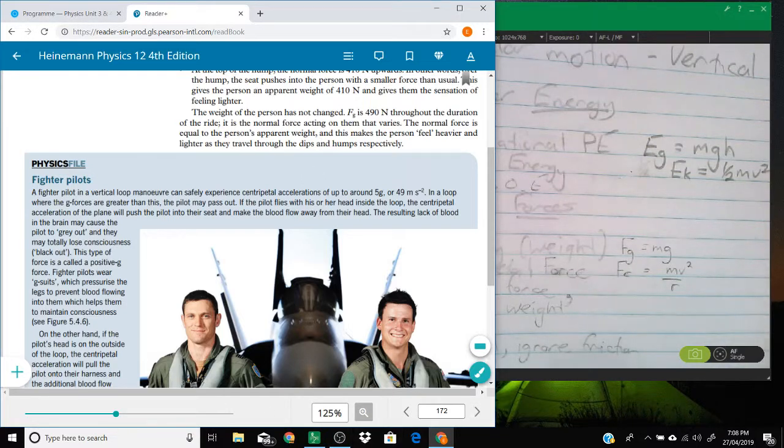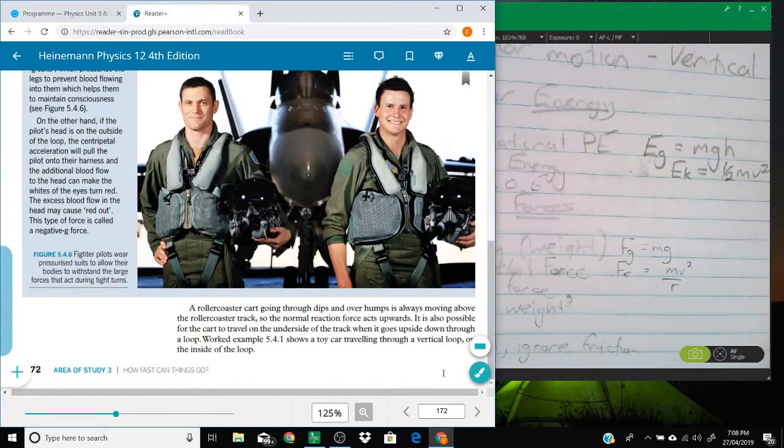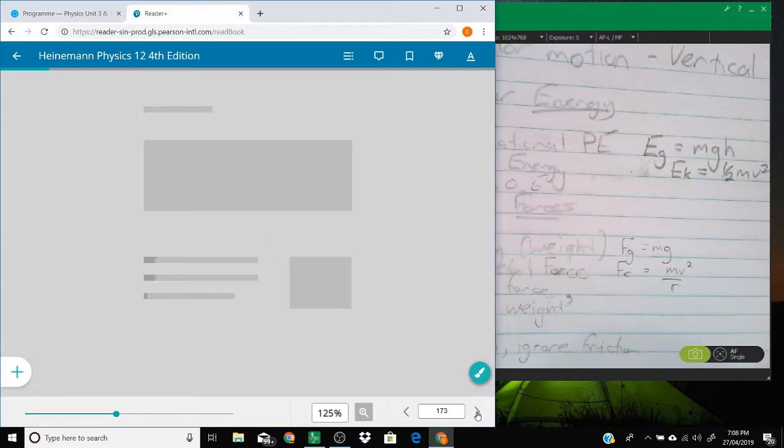So this is the idea, having a bit of fun, you're riding on a rickety ride that makes you experience forces in different ways. Okay. So it's not meant to be necessarily smooth. Okay, a roller coaster cart going through dips and humps is always moving above the roller coaster track. So normal reaction forces are acting upwards. It's also possible for a cart to travel on the underside of the track and it's going upside down through the loop. And we'll go through an example of that.